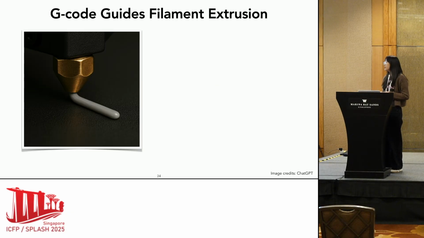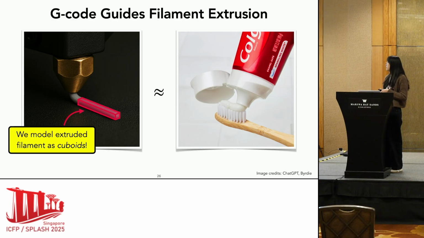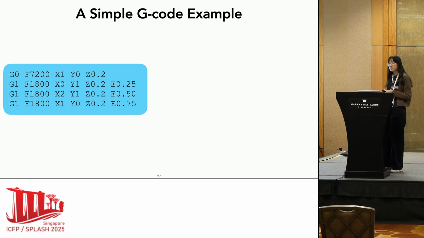Basically, G-code is instructions telling the printer how to move the nozzle and then extrude the filament. The nozzle is heated, so the plastic can flow through, which is just like squeezing out toothpaste. And to make it easier to model, we treat every piece of extruded filament as a simple cuboid. And now let me illustrate how G-code works.